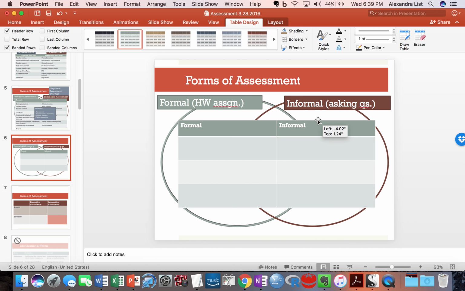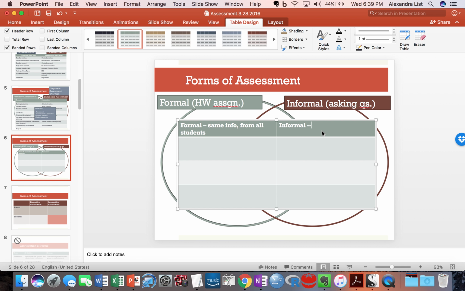The difference between something like a homework assignment versus asking questions in class is the kind of data that we're collecting. When we talk about formal, we're talking about assessments that collect the same information from all students. What that means is I'm giving the same homework worksheet to every student in my class. So I'm getting the same information from everybody, right? Whereas if I'm asking questions in class, it's unusual that I would ask everybody the same question. So I wouldn't say, okay, Brianna, would you tell me the definition of informal assessment?